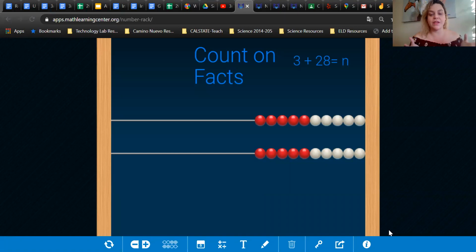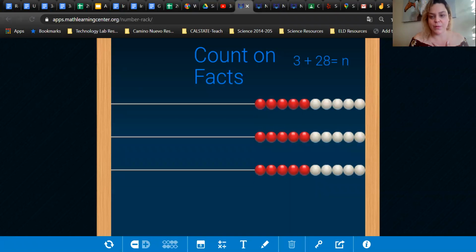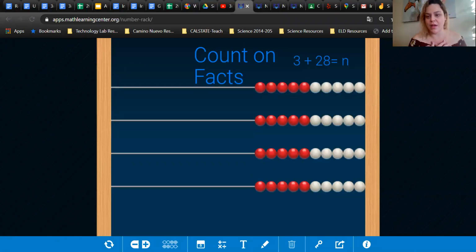And something that I discovered yesterday that my friends from my class showed me is that you can actually add some beads to this number rack, which I thought was pretty cool. So I'm going to add some more beads on here just so that I have my equation represented. So instead of starting with 3 and then adding the 28, it's going to be more efficient if we start with the 28 and then add the 3. So I'm going to set aside my beads to represent the 28.